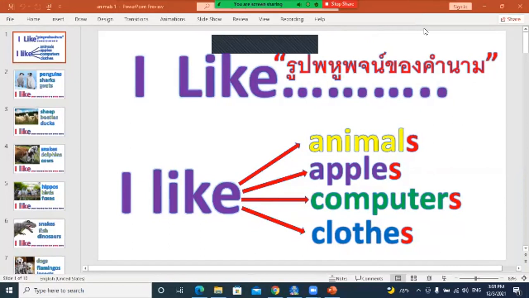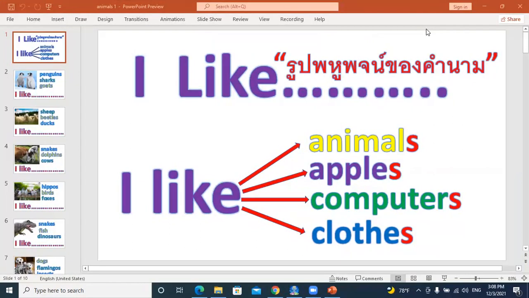As you already know from last week, we are learning about animals. This week, we're going to be covering lesson 2. But let's first review what we did in lesson 1.